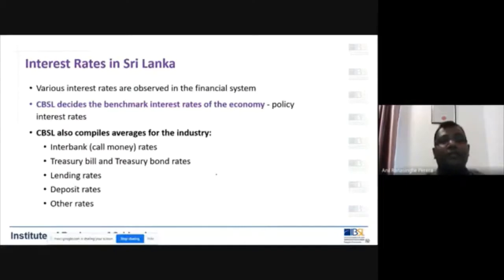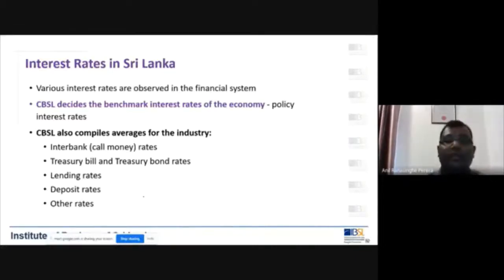Then let's come to the Sri Lankan context very quickly. In Sri Lanka, we observe various interest rates, as we have mentioned in the previous slides. In an economy, there are various interest rates depending on the risk and the term structure. In the case of Sri Lanka also, we observe there are various interest rates. Now, the central bank decides the benchmark rate of the economy.